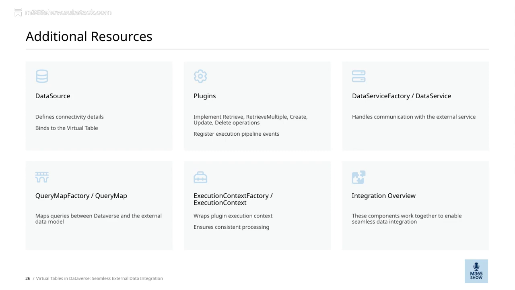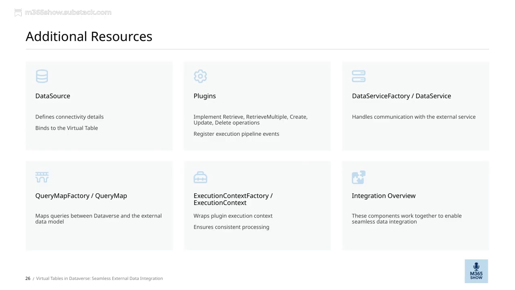Next, the Execution Context Factory and ExecutionContext are responsible for mapping queries between Dataverse and the external data model. This means that when a query is made, these components translate it into a format that the external system understands, and vice versa. It's like having a translator that ensures both systems are on the same page. Then, we have the Query Map Factory and Query Map, which handle communication with the external service. These components make sure that data queries are sent correctly and responses are received properly, enabling reliable data exchange.